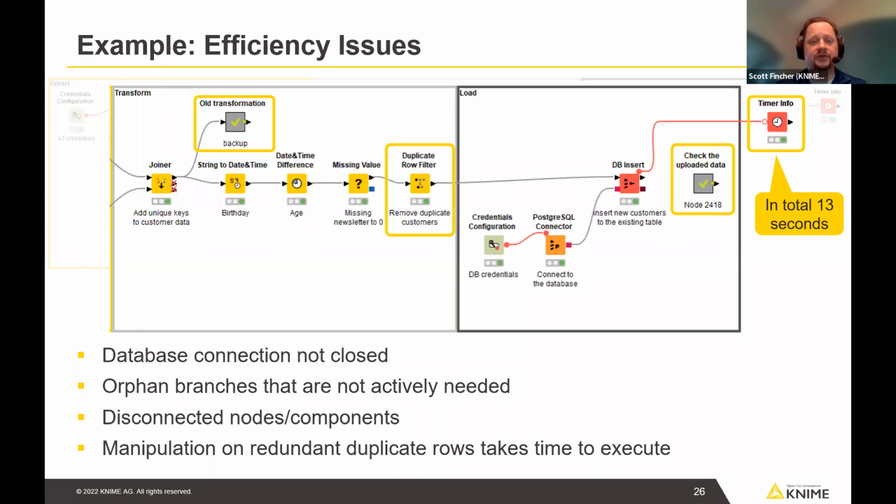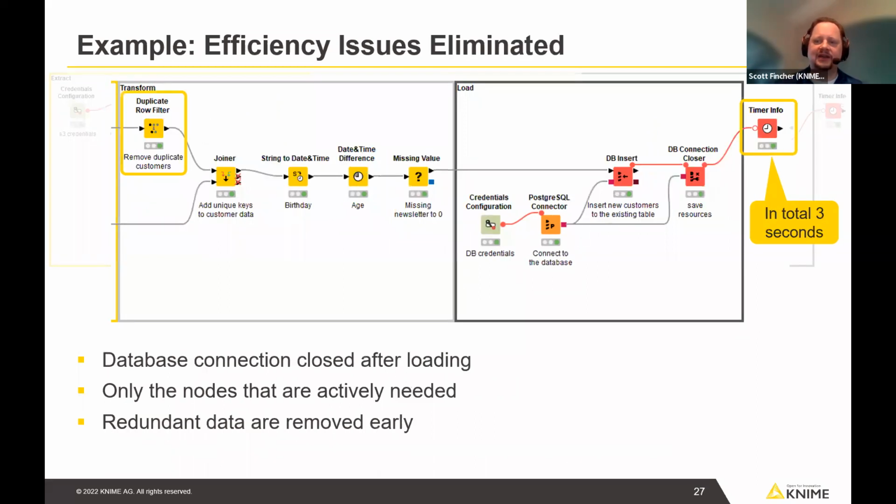And there's another one here. There's the duplicate row filter in the middle that does deduplication after the transformation. And that's inefficient because we should be doing the deduplication before we do our joins and our string conversions and all that stuff. So doing this the slow way, we get a timer info node. It tells us in total about 13 seconds.